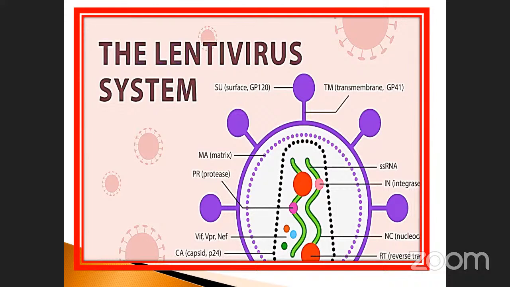Integrase means unity. When combined with other molecules, it can be easily integrated. Integrated means it is incorporated with another nucleus. See the SS RNA. SS means single-stranded RNA molecule present inside. This green color structure is single-stranded RNA. See this orange color, indicating the reverse transcriptase enzyme. Okay, NC nucleocapsid, CA capsid, VIF, VPR, NEF. These are some extra particles. This entire structure is called the lentivirus system. Completely, it is nothing but a specific systematic aspect.